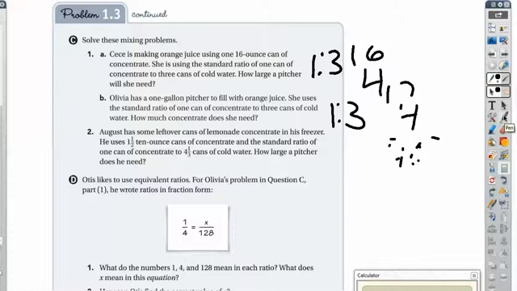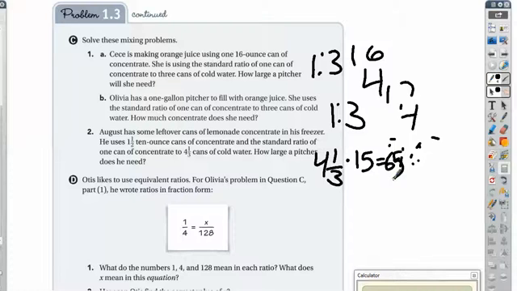So that would be 15. 4 1/3 times 15, which equals 65. Right? Yeah. So 65 what? Fluid ounces. 65 fluid ounces of what? Cold water. So 65 ounces of water.